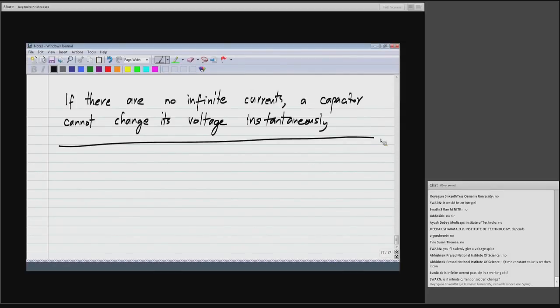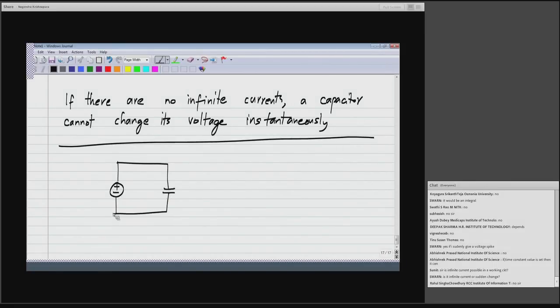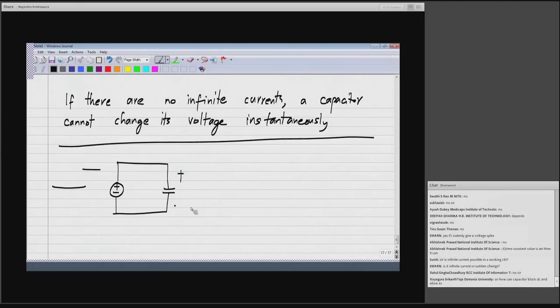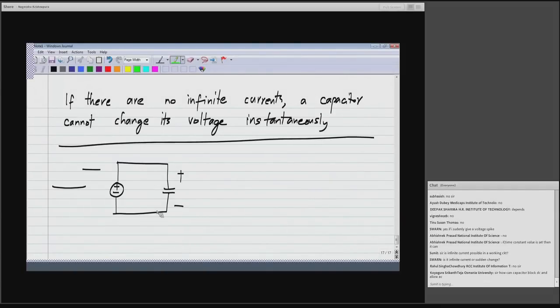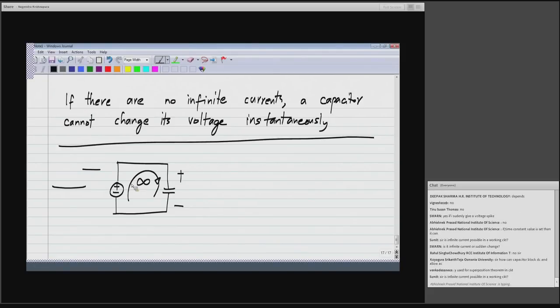If you allow an infinite current, which is not practical but in theory it is possible, then the voltage can change instantaneously. One way is, if you have a voltage source across the capacitor and the value of the voltage source changes instantaneously, then the voltage across the capacitor has to be exactly equal to the voltage across the voltage source, and it will also change instantaneously. But in this case an infinite amount of current will be drawn at the instant of the voltage change.